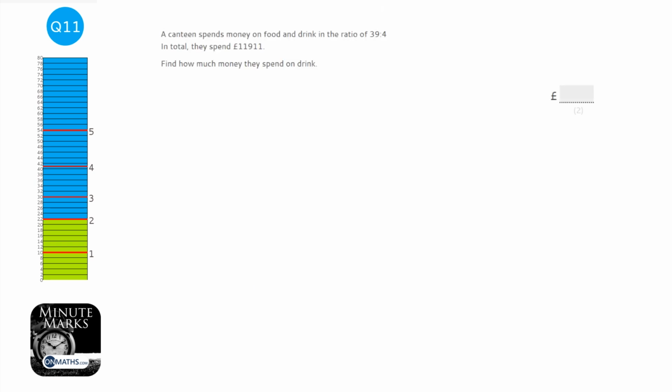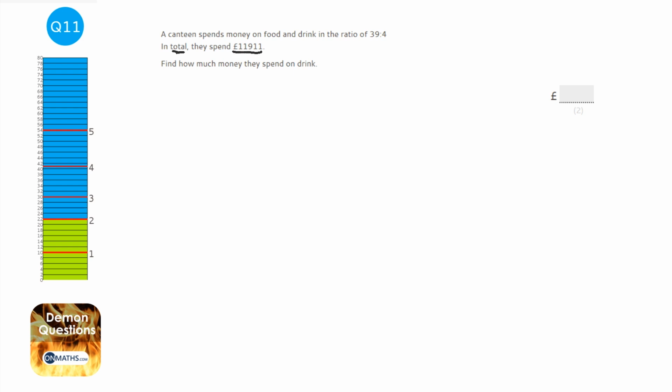Okay, so the numbers in this question seem a bit daunting, but the process is always the same with this type of question in ratios. The first thing you've got to realise is, are you given a total amount or are you given an amount of food or amount of drink? Where it says in total, they spend that amount, so it's a total amount.